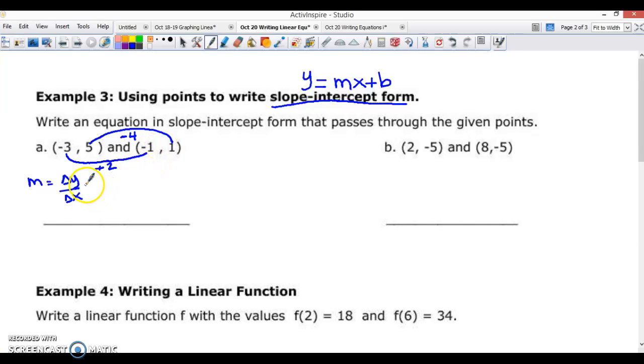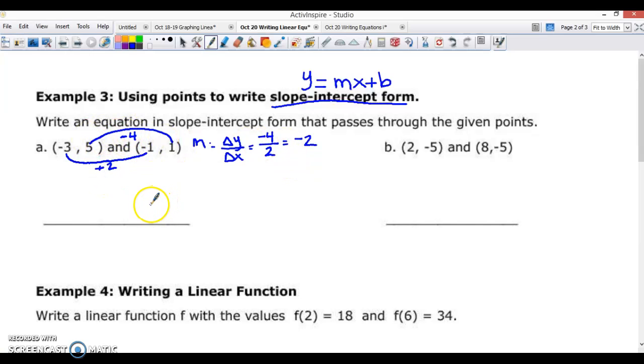Well, if that's the case, I'm going to need a little bit more space here, so I'm going to erase this and put it over here. So m is change in y over change in x. Our change in y was negative 4. Our change in x is a positive 2. And negative 4 divided by 2 is negative 2. So now you have your slope. And we got that from here.